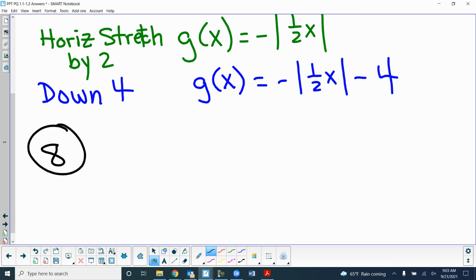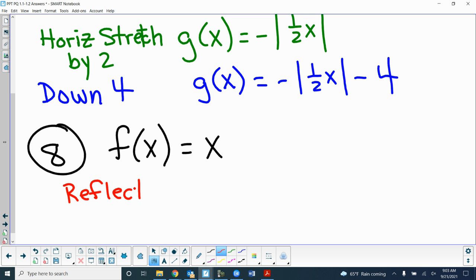All right, number 8. This is the one that's a little trickier, maybe. Here we've got a linear family. There's our parent function. Write a function g whose graph represents a reflection in the y-axis. Okay? Okay, so that's changing the x. So it would be g of x. Changing the x just means the opposite of x. There's our reflection over the y.